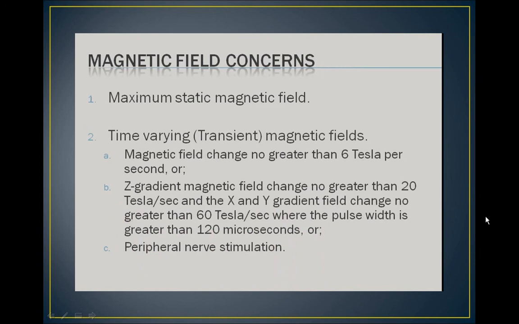All of these allowable levels are set well below the level of concern for a patient's safety. In patients where these levels are exceeded, they may experience involuntary muscle contraction, cardiac arrhythmias, or the appearance of flashing lights.